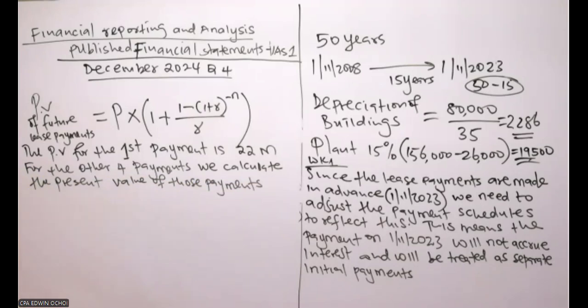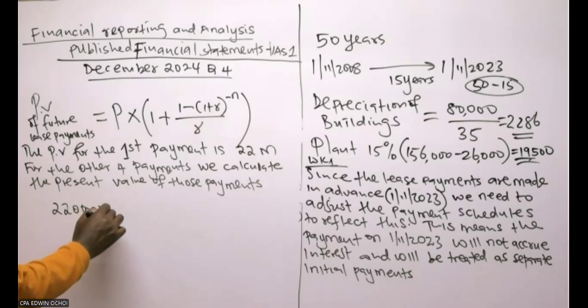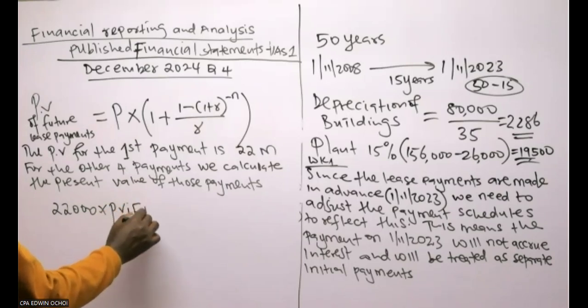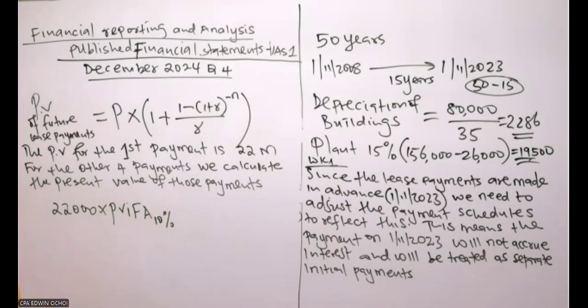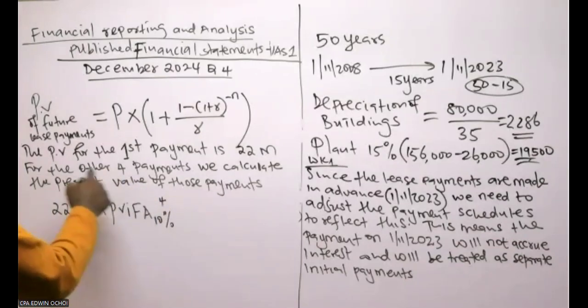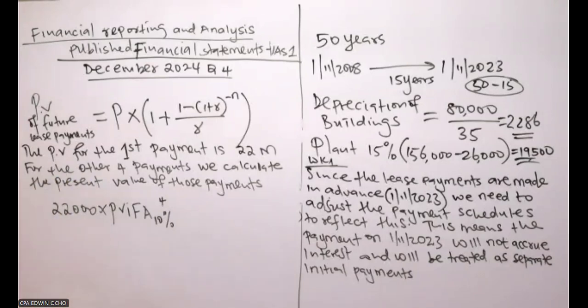So how will this be done? We have said that the present value of the first payment is 22 million. For the other 4 payments, we calculate the present value of those payments. So how would that be done? Here I will say the 22,000 times the present value interest factor. Remember that the interest is 10%. That is what they gave us for the other 4 years.